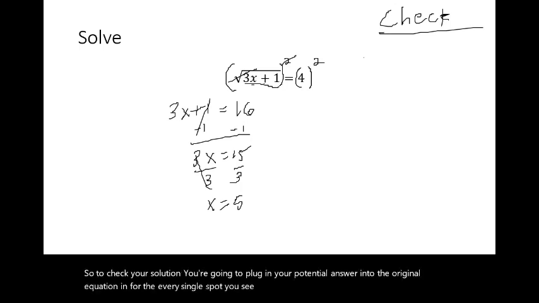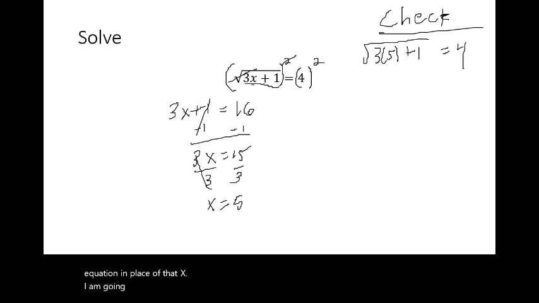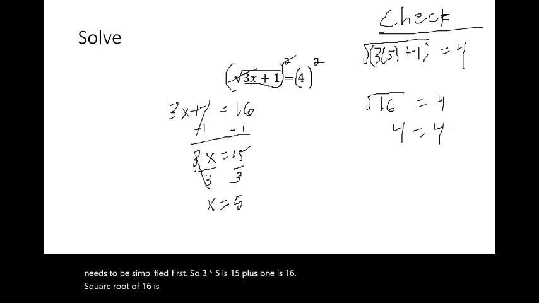So I'm going to plug 5 into the original equation in place of that x, and I am going to simplify and see what happens. Now remember, anything that is inside of a radical needs to be simplified first. So 3 times 5 is 15, plus 1 is 16. Square root of 16 is 4. 4 does indeed equal 4.